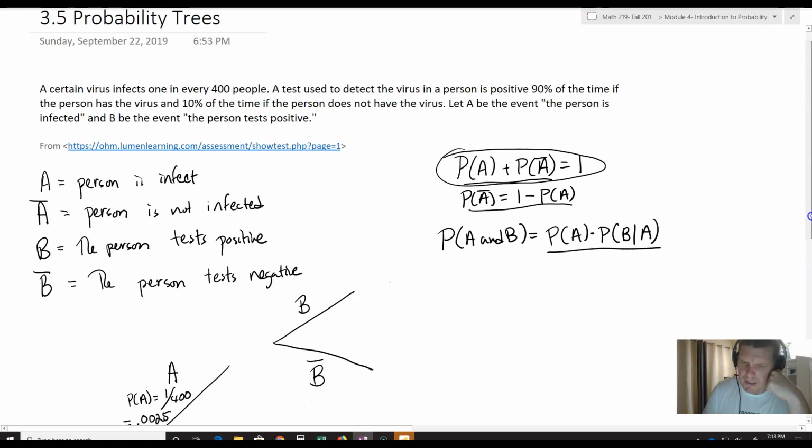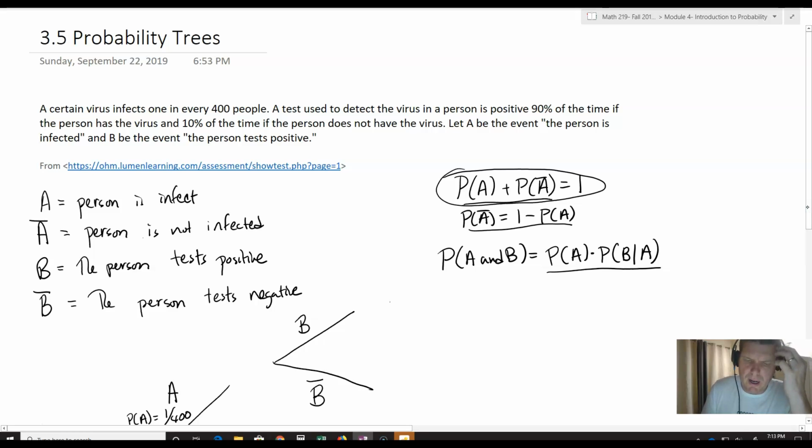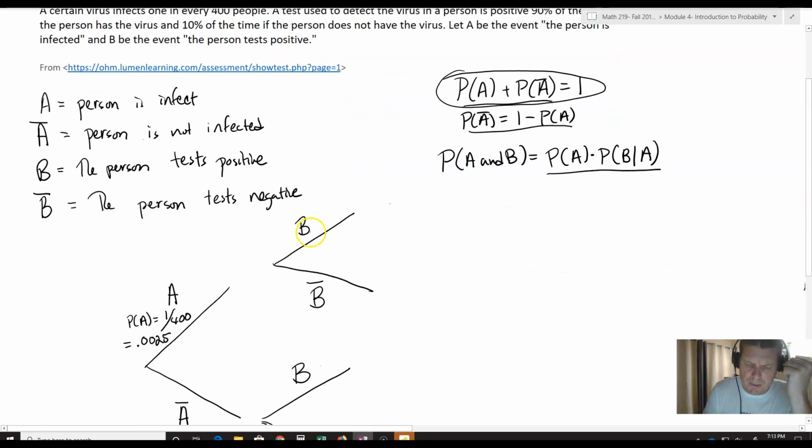Next up, we continue to read: a test used to detect the virus in a person is positive 90% of the time if the person has the virus and 10% of the time if the person does not have the virus. So this B here, what we're looking at is the probability of B given A. That is specifically the probability that somebody tests positive, given that they actually have the virus. And we're told that that's going to equal 0.9. That's 0.9.